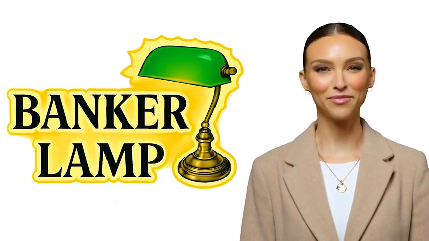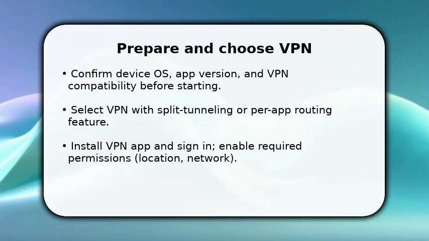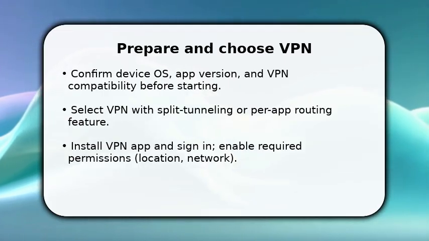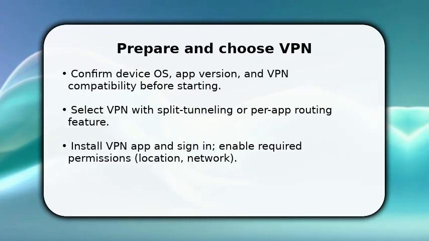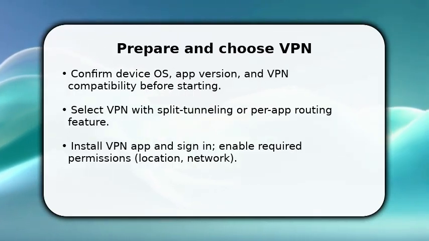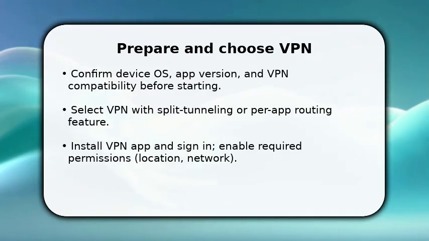Please enjoy the video. You start by confirming prerequisites: your device OS, the target app version, and that your chosen VPN supports per-app routing. Once done, pick a VPN with split tunneling or an app routing feature so only the chosen app uses the tunnel.